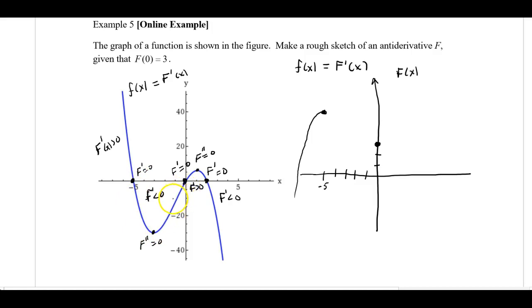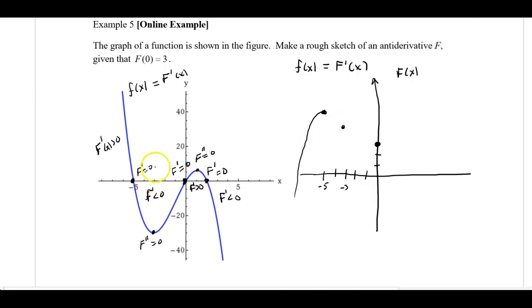Recall that if F prime is decreasing, it's going to be concave down, and if F prime is increasing, it's going to be concave up. So there is an inflection point because the concavity changes here from concave down to concave up. That would be at -3. So at -3, there will be a change in concavity. Let's say like right about here.